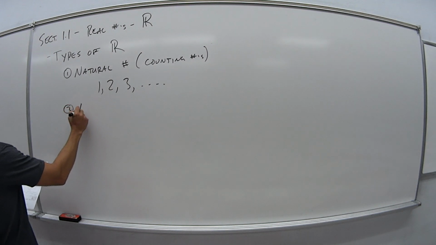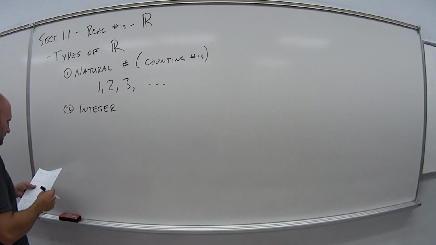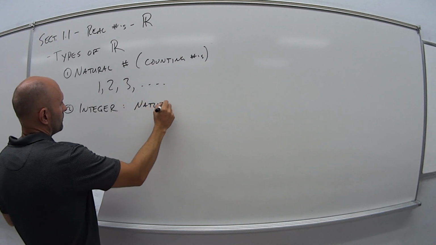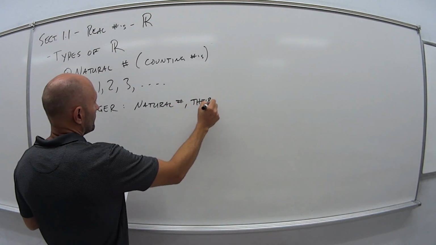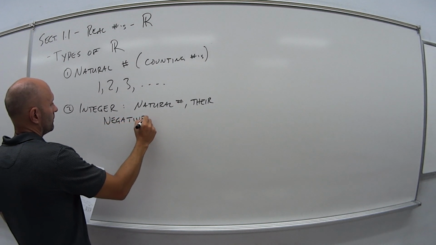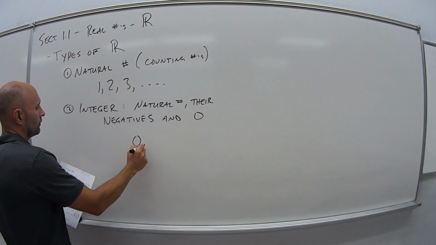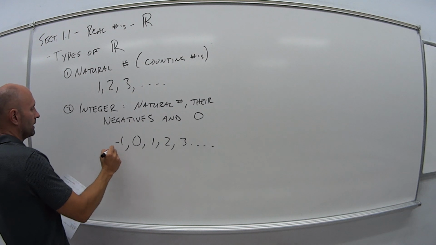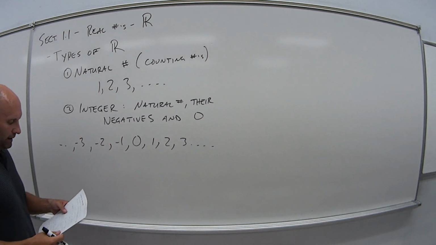The second is an integer. And this is basically the natural numbers, their negatives, and 0. So we have 0, 1, 2, 3, etc. And also the negatives, negative 1, negative 2, negative 3, down to infinity.